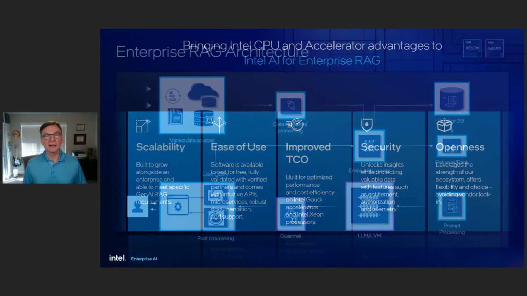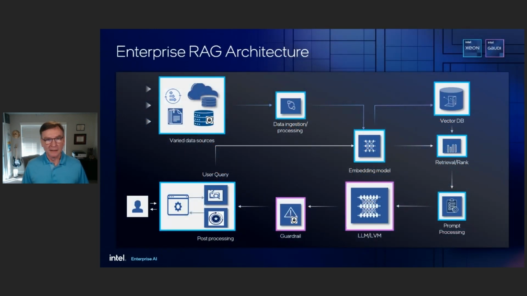So now let's take a look at the enterprise RAG architecture. If you look at this picture, you'll see that there's a variety of components that we're showing, things from bringing in data sources, doing ingestion and processing there, embedding models, vector databases, prompt processing. All of these activities, we're showing running well on Xeon processors. And then for the LLM and guardrail pieces of the application, those are running on Gaudi. And what this does is it really brings together, in a systems approach, a compelling and competitive RAG solution for our customers and partners.